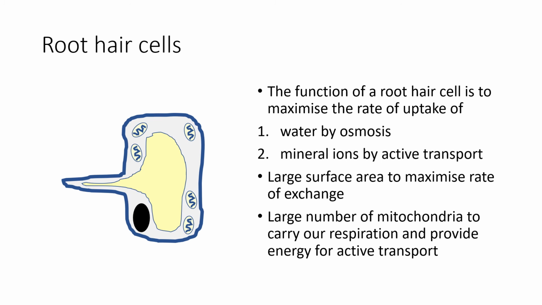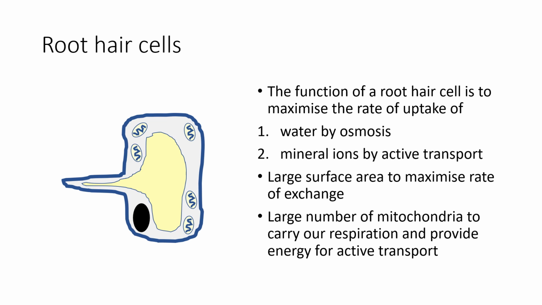Now, don't worry if you're not too clear on what osmosis and active transport are. There are other presentations on those. Please do go and check them out if you need to. To increase the rate at which exchange occurs, so it'll be either water or mineral ions, the root hair cell has those little projections to maximize the rate of exchange by increasing the surface area.